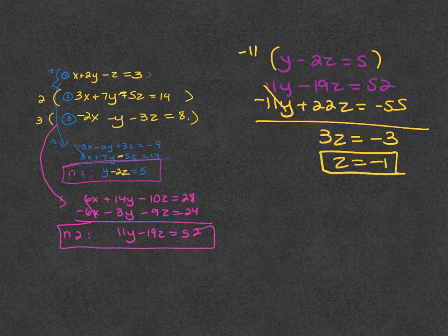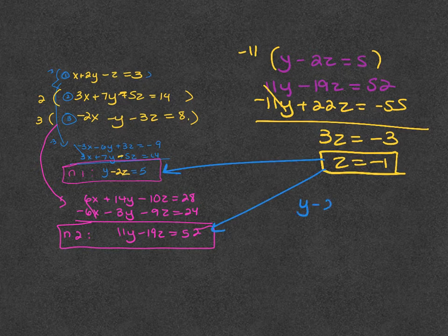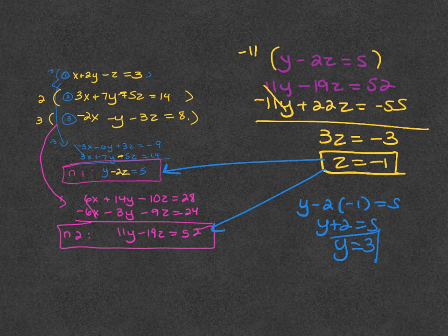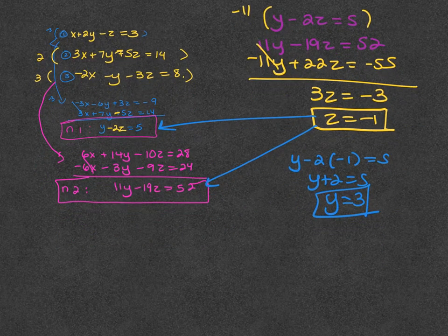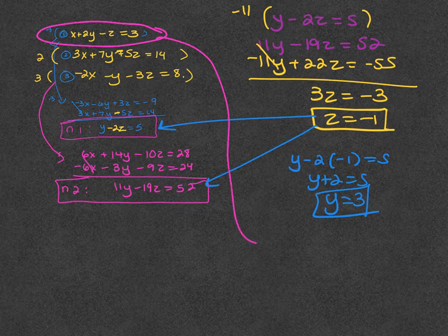And z is negative 1. Take that and plug it back into one of the new ones, so it can go in here or here. I would have picked the first one just because it's smaller numbers. There's the second one, and then those have to get plugged back into one of the original ones. Again, I'll grab the first one just because it has fewer coefficients, but you could grab any of them.